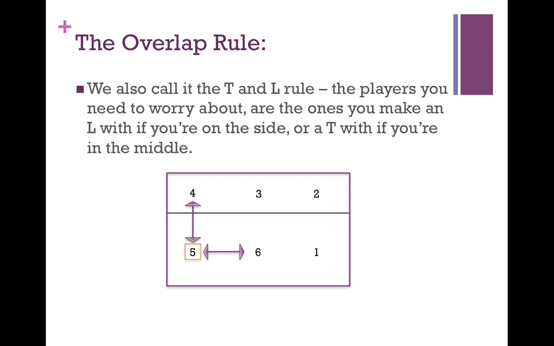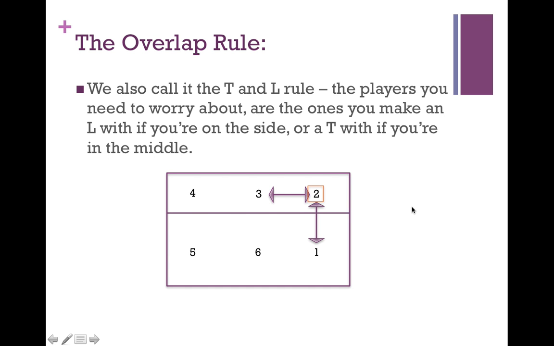She can't go to the other side of number 6, and she can't go in front of number 4 until the ball is served. After the ball is served, she can run wherever she wants. She also doesn't care about 3, 2, and 1 because they don't make that L. Number 2 over here, she makes an L with numbers 1 and 3, so she can't go to the left of number 3, and she can't go behind number 1 until the ball is served. She doesn't care about anybody else.